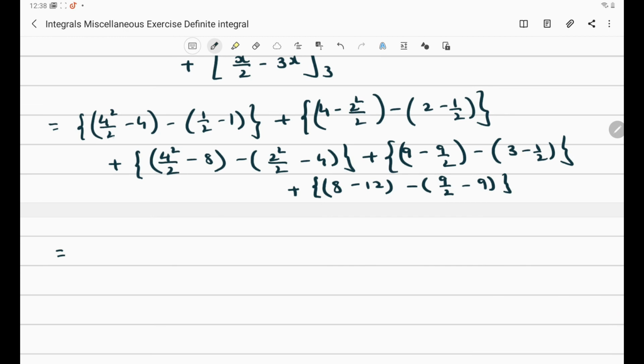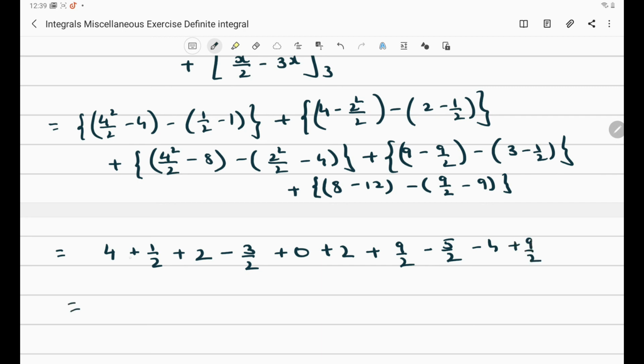4 square is 16, 16 by 2 is 8, 8 minus 4 is 4, minus half minus 1 is negative half, so plus half, then plus 4 minus 4 by 2 is 2, 4 minus 2 is 2, 2 minus 4 minus 1 is 3 by 2, so minus 3 by 2, then plus 4 square is 16, 16 by 2 is 8, 8 minus 8 is 0, so this is 0, minus 2 square is 4, 4 by 2 is 2, 2 minus 4 is minus 2, minus into minus is plus 2, so plus 2, plus 9 minus 9 by 2 is 18 minus 9, 9 by 2, then minus of 6 minus 1 is 5 by 2, 5 by 2, 8 minus 12 is minus 4, and 9 by 2 minus 9 is minus 9 by 2, so it's plus 9 by 2.